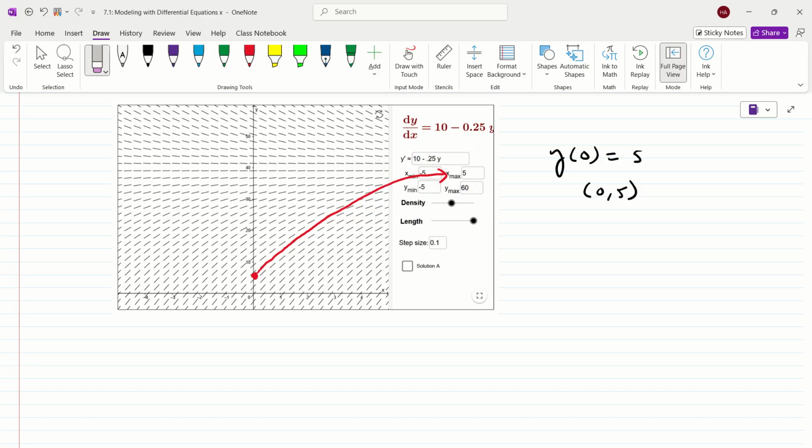On the flip side, let's say that instead of 5 milligrams of morphine, we started out with 55 milligrams of morphine. So this corresponds to the point (0, 55). This point on the graph corresponds to this point right here. And again, I can use the slope field to get a sense of what the rest of the graph will look like. And the rest of the graph will look something like that.